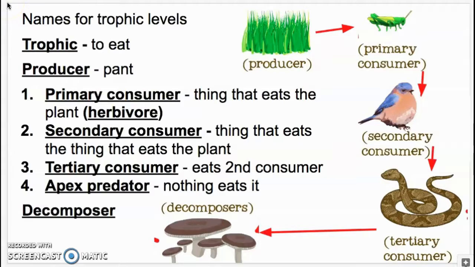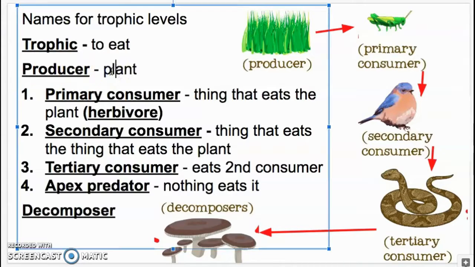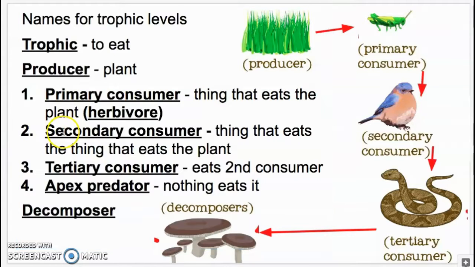Think about how we call a horse feeding trough. Trophic is where the horse eats from the trough. So here's the stuff that you need to know. Producers are plants, not pants. Primary consumers are the things that eat the plants. These are also often called herbivores if they eat only plants.